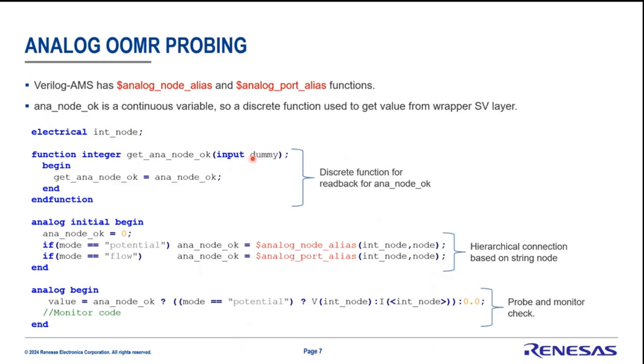It has to take an input because Verilog AMS is based on the 2004 SystemVerilog standard, and this still needed it. So it's not used, but basically this can be called from the digital, and it returns the value of the analog node OK, which is being set here. And then a bit later on, we'll go through the analog begin and end where it does the monitoring, but assuming the anode is OK and based on the potential, it either probes the voltage or it probes the port current.